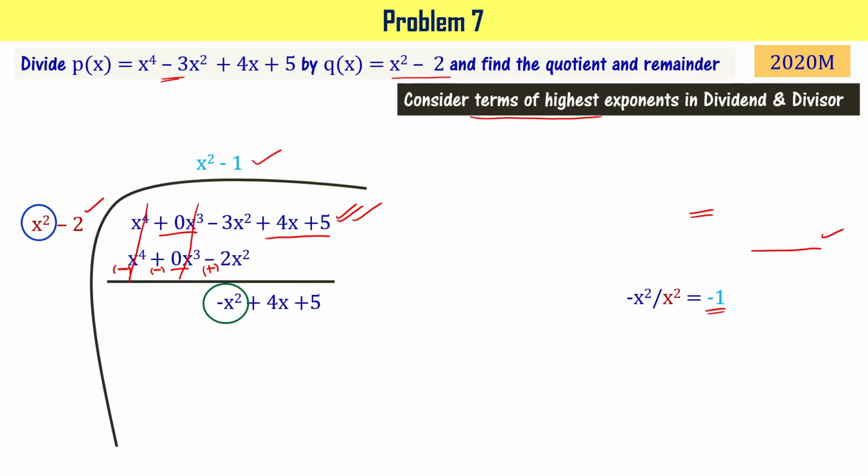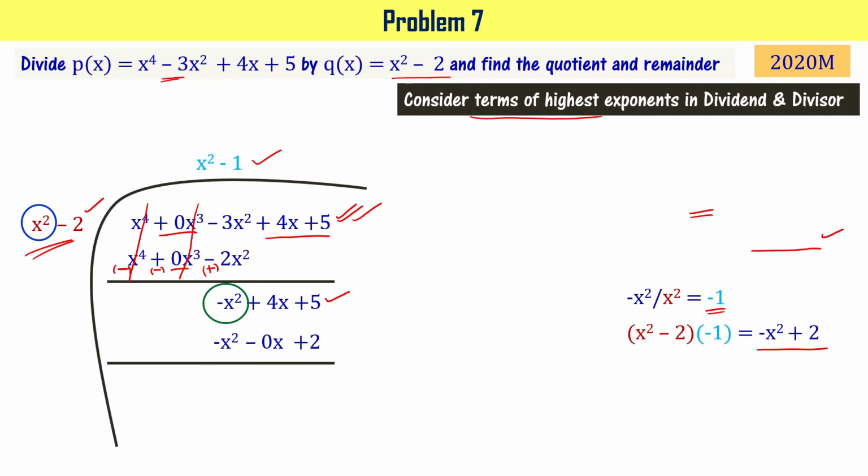Now let me multiply x square minus 2 with minus 1 such that it can be written as minus x square plus 2. This has to be subtracted from this particular expression. Let's do that now. To subtract, as I said earlier, we will be changing the signs of the terms of the below expression, right? This minus x square becomes plus x square. This minus 0x becomes plus 0x. And this plus 2 becomes minus 2.